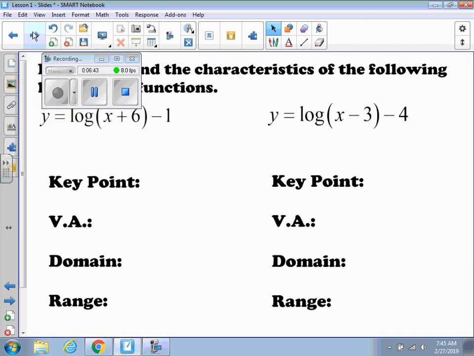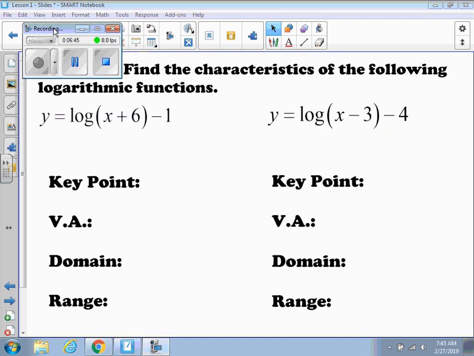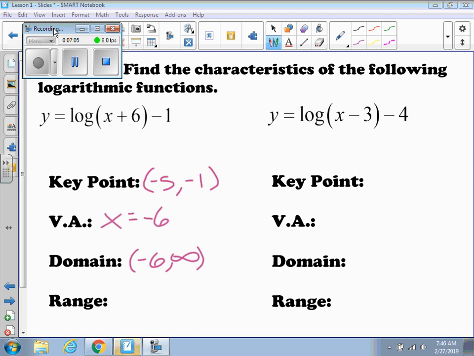Okay, so now let's look at some examples. So here we go. We have y equals log of x plus 6 minus 1. So your key point there, remember, is your h plus 1. So our h is negative 6, plus 1 is negative 5, comma k. The vertical asymptote is x equals negative 6. Domain goes from h to infinity, and the range is unrestricted.